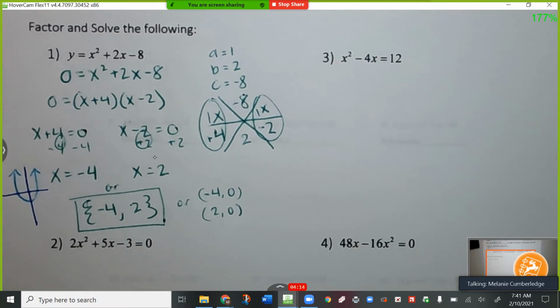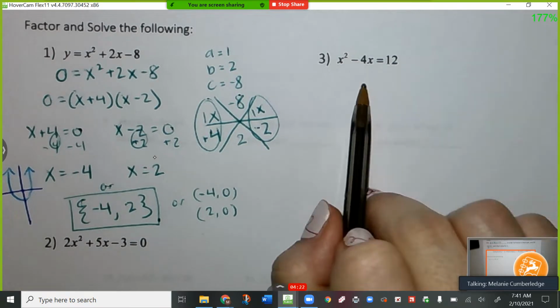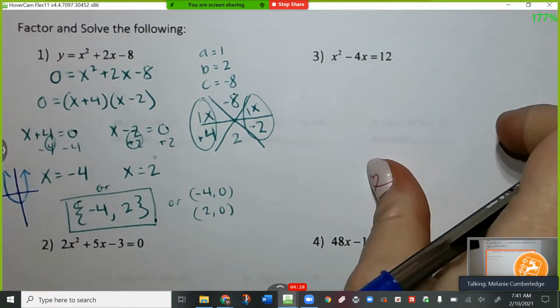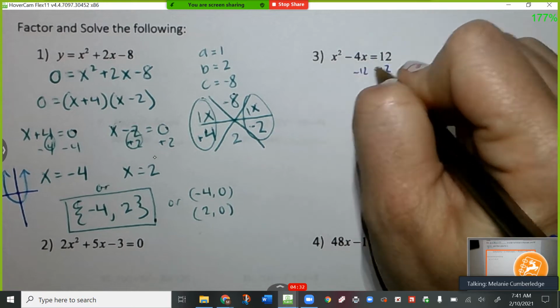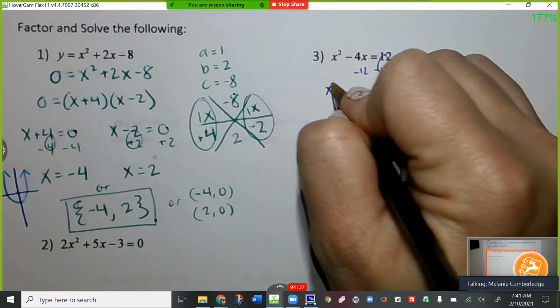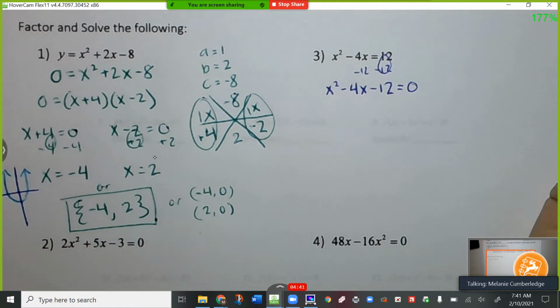So let's look at this one. First things first, we have to have it equal to 0 because we are solving for 0. Here we have a 12 on the wrong side. I know this is number 3, I don't know why I numbered them this way, but anyway, we're going to subtract 12 from both sides. I want you to realize that's your c term. So when I rewrite it, x squared minus 4x minus 12 equals 0. Now we will factor.